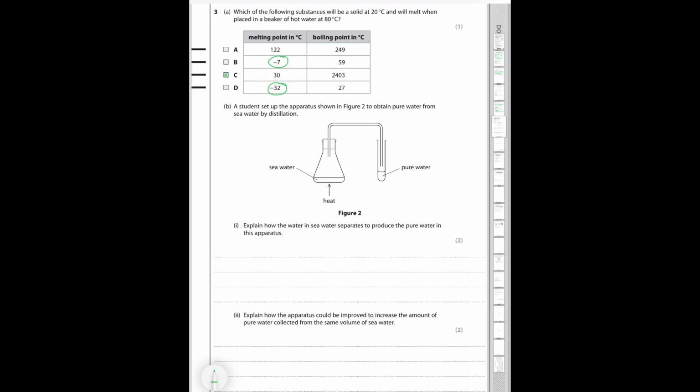Then in part B, a student sets up the apparatus as shown in figure 2 to obtain pure water from seawater by distillation. Explain how the water in seawater separates to produce the pure water in this apparatus. So, first of all, the water that is heated in the conical flask will evaporate to form water vapour. Then the water vapour will cool and condense to form pure water in the test tube at the end of the delivery tube.